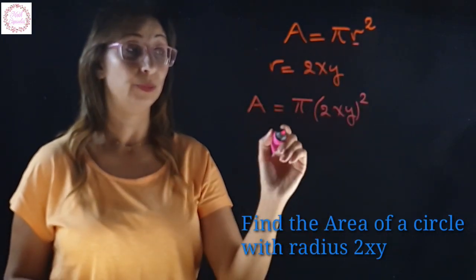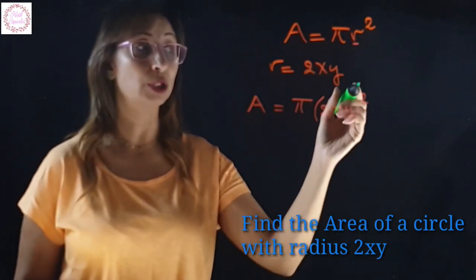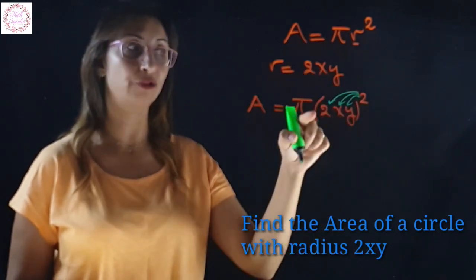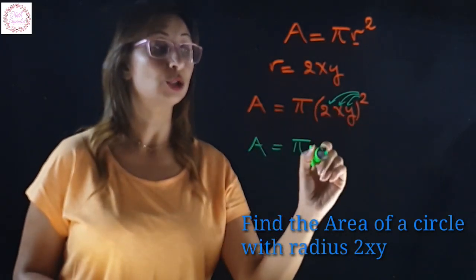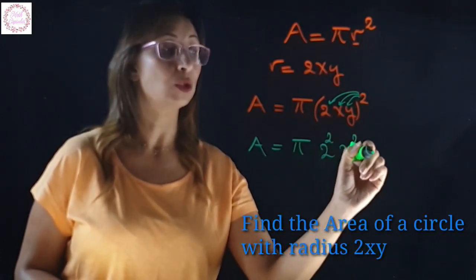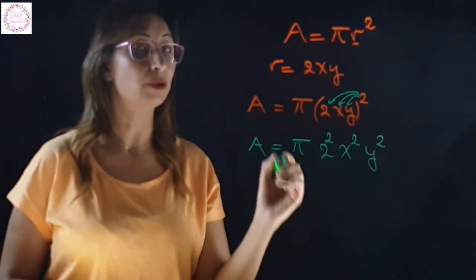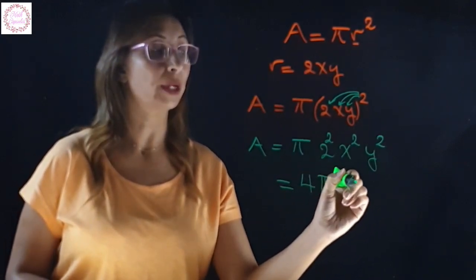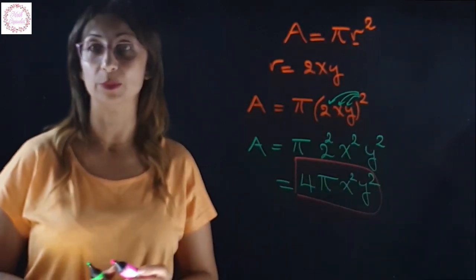Now, 2xy raised to the power of 2. We know that the power of a monomial is distributed on every single thing inside the monomial, the coefficient and the x and y. So A equals pi, 2 raised to the power of 2, x raised to the power of 2, and y raised to the power of 2. Now 2 power 2 is 4, so I can write it before the pi because this is the coefficient. It would be 4 pi x squared y squared, and this is the final answer for this example.